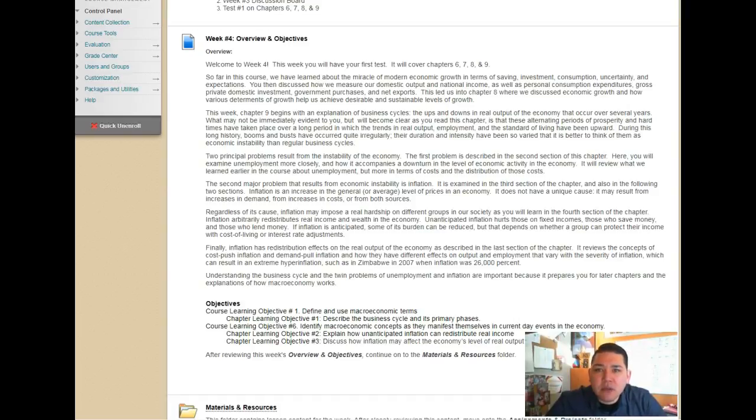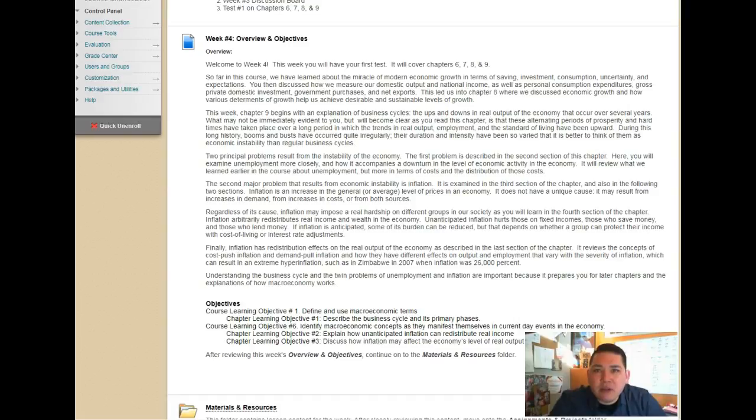During this history, booms and busts have occurred quite irregularly. Their duration and intensity have been so varied that it is better to think of them as economic instability than regular business cycles. Two problems result from the instability of the economy. The first problem is described in the second section of this chapter. Here you will examine unemployment more closely and at how it accompanies a downturn in the level of economic activity in the economy. We'll review what we learned earlier in this course about unemployment, but more in terms of costs and the distribution of those costs.